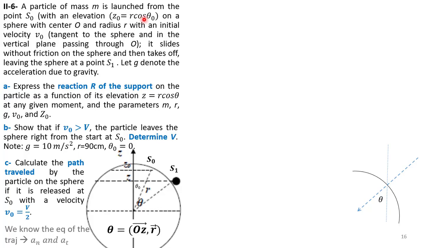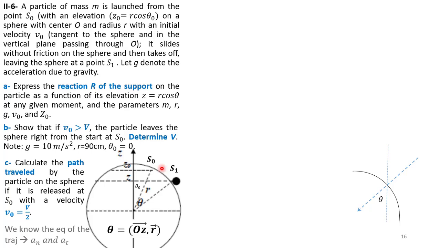R cosine theta 0. So here theta 0 is the angle between OZ and the position vector R0. So we can see that the angle theta here is counted from OZ. So theta is the angle between OZ and the position vector R. So for example, at the point S1, theta 1 is the angle between OZ and R1.